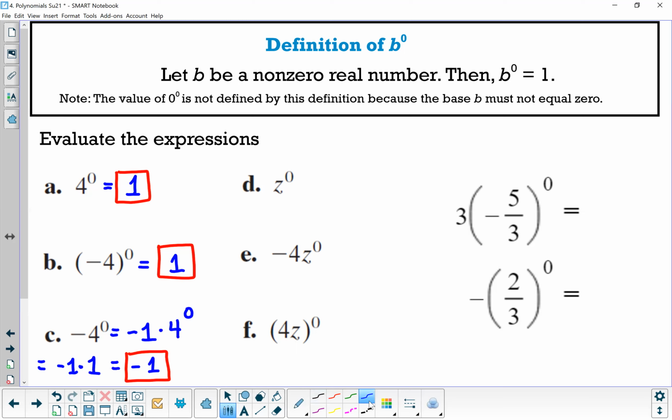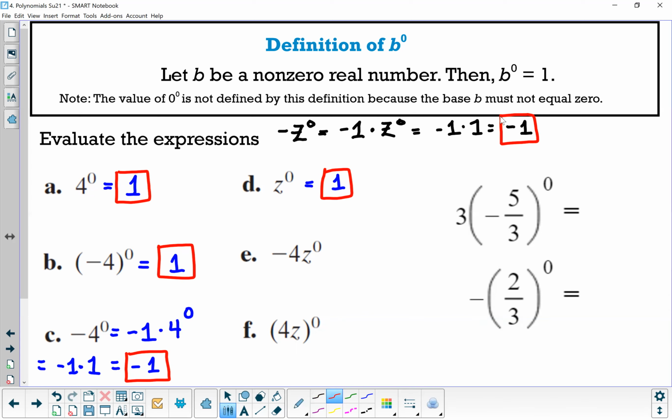All right, letter D. Z to the 0 power equals 1. Okay, now you might be wondering, what about -z to the 0 power? Well, that would have been like letter C. It would have been -1 times z to the 0 power, which equals z to the 0 power is 1. So that's -1 times 1, which essentially gives us -1. So the moral of the story here is that if the negative is not inside of parentheses with the z, then the exponent only goes to the z, not to the negative.